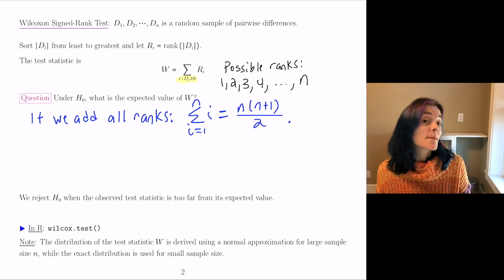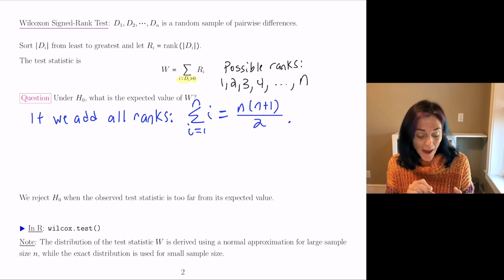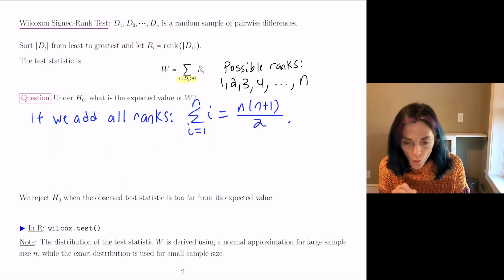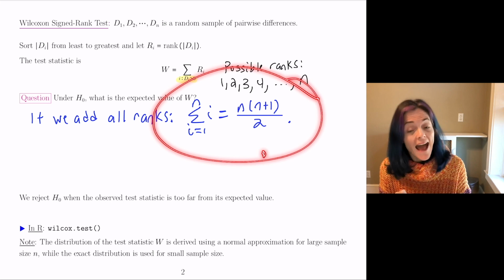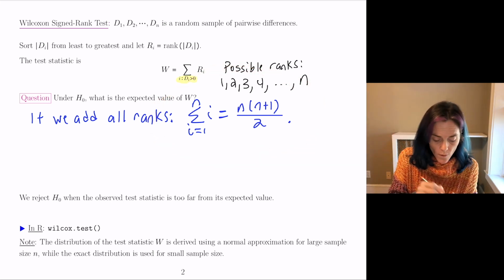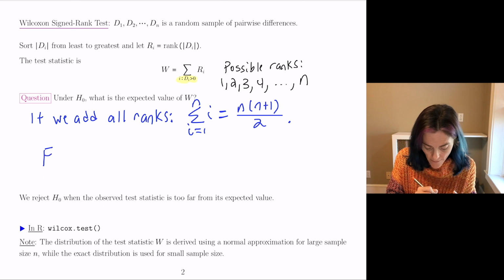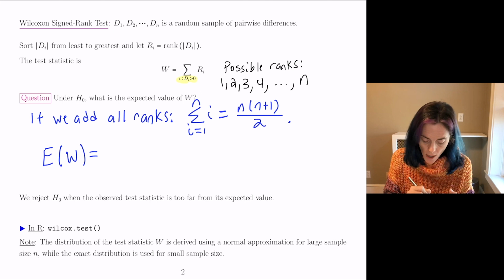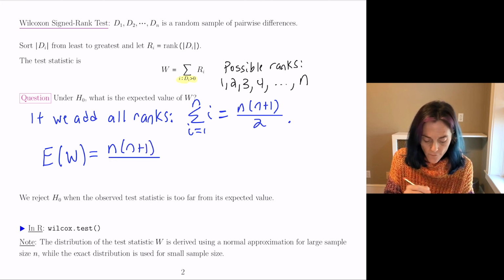Under the null hypothesis, we expect half the Di's to be positive and half to not be positive. So we would expect half of this total sum to be the expected value of W. Another way to write that is n times n plus 1 divided by 4. This is our answer to this question.